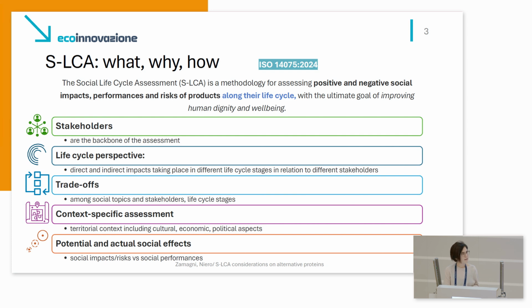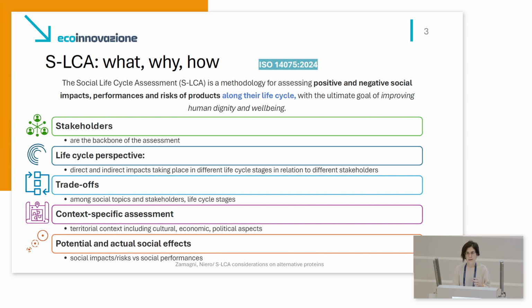So to start, what social LCA is about. First of all, social LCA is a methodology. It's similar to life cycle assessment that we just saw before with Serenella and Anna. As a methodology, it aims at assessing the positive and negative social impacts and also risks of products or systems, taking into account the whole life cycle. The ultimate goal of this methodology is improving human well-being and human dignity. This is the overarching goal that we try to achieve.